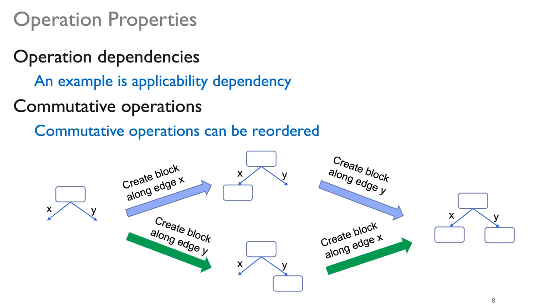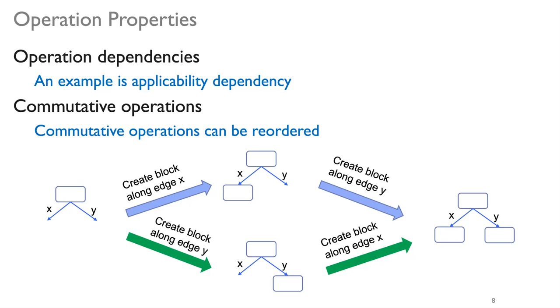A key advantage of such abstraction is that the correctness and performance properties of CFG construction can be reasoned about by considering the relationship between individual operations. We consider operation dependencies, which specify the required order of applying operations. An example is applicability dependency, which means that one operation becomes possible only after another operation is applied. For example, we can only create an outgoing edge of a block after we have created this block.